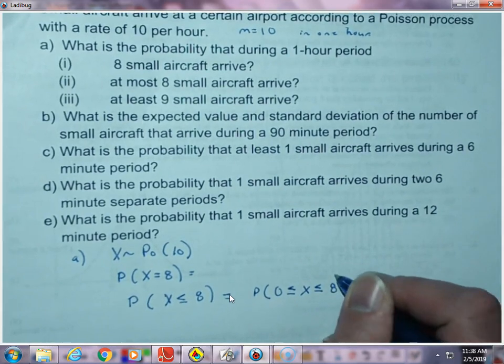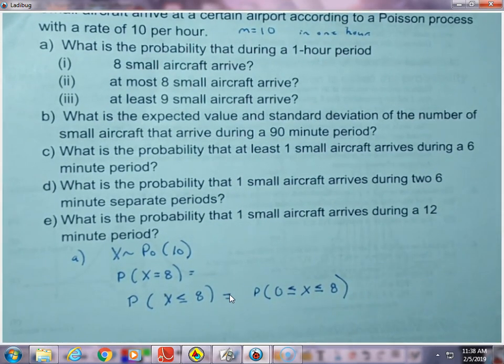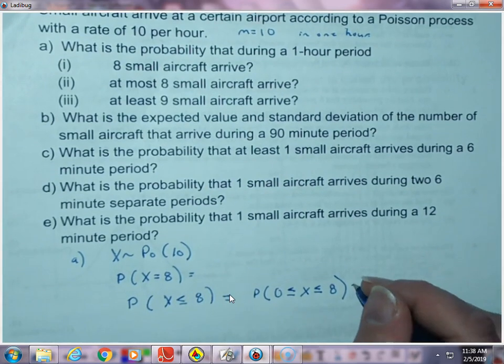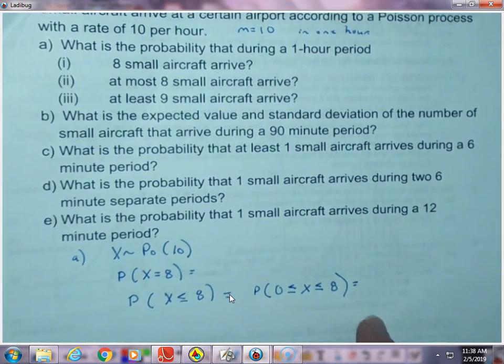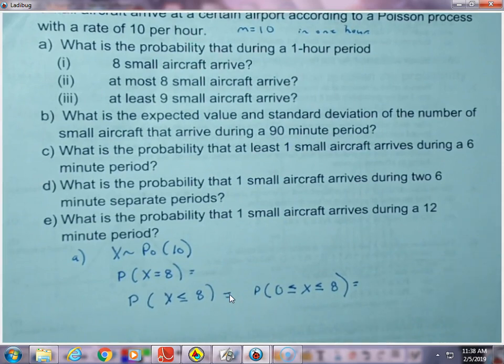Yes. You couldn't do this less than 7. You got to include the 8. At most 8, so that includes 8. Could you do less than 9? Well, no, because, I mean, yes, less than 9, but then you'd still have to do this. You can because it's countable.